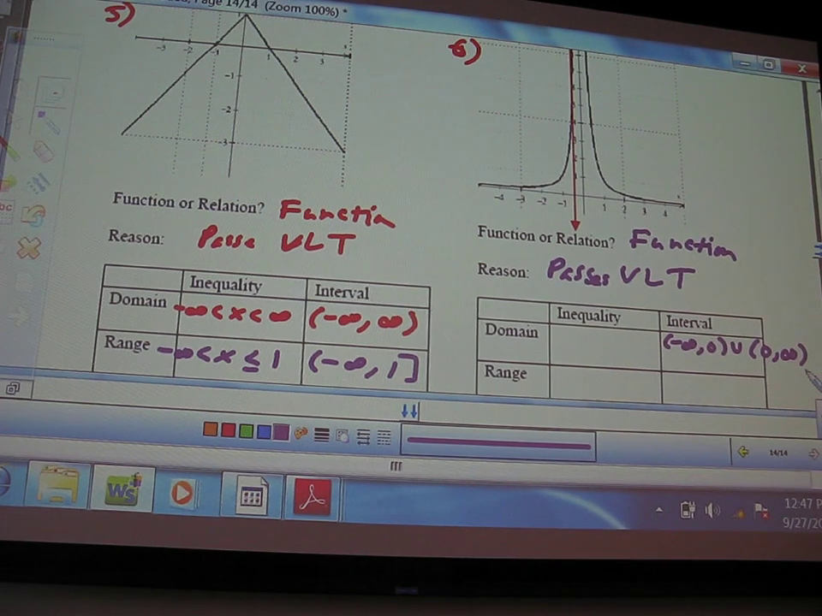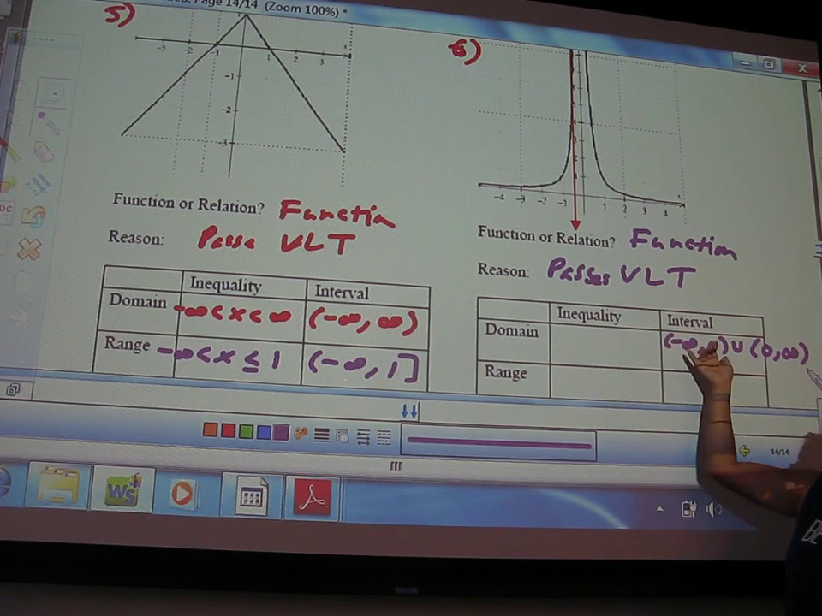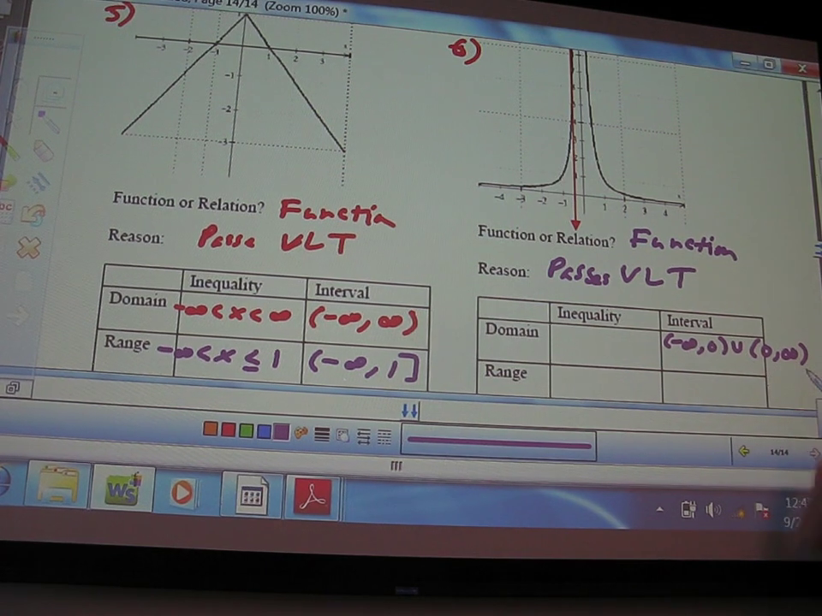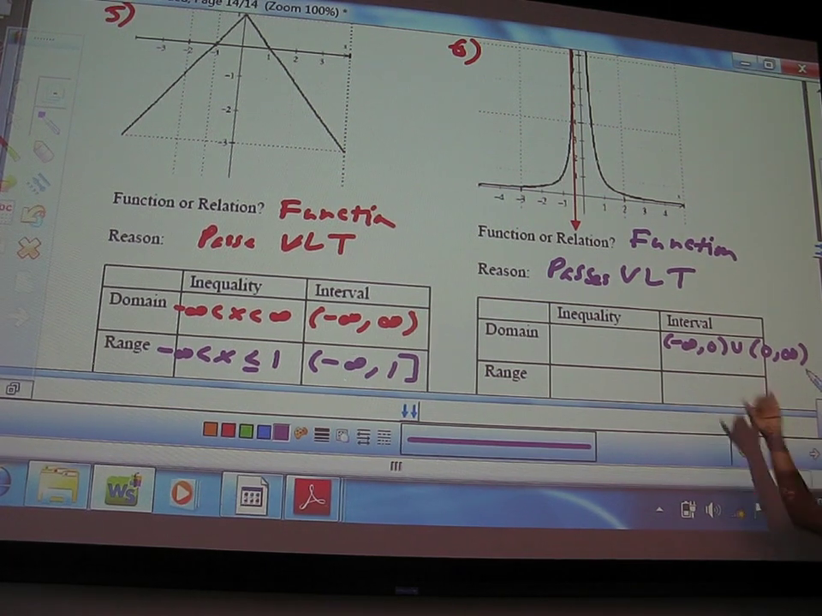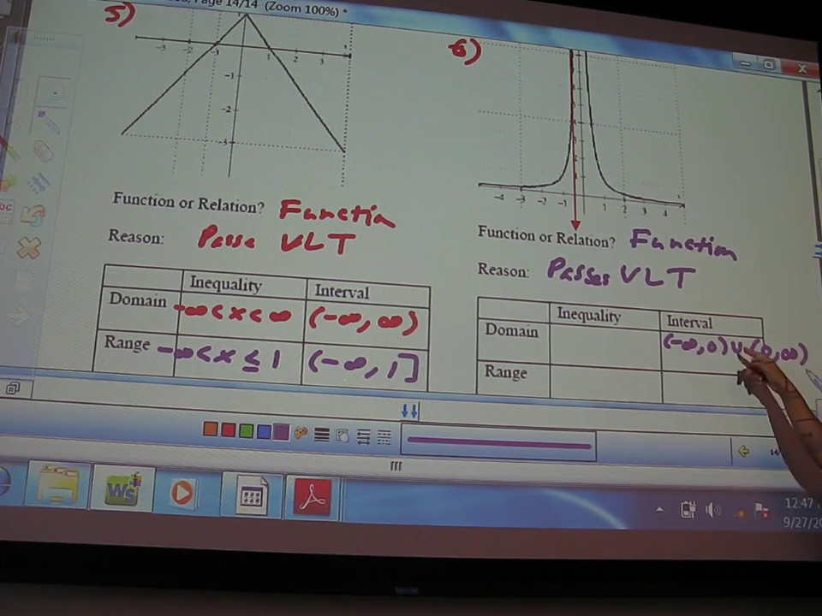How do I write that as an inequality? You're going to write two inequalities. You're going to write one for this part, union one for that part. So I'm going to give that a shot. Write an inequality for this part, an inequality for that part, and then you put that little union symbol between them. Give it a try.